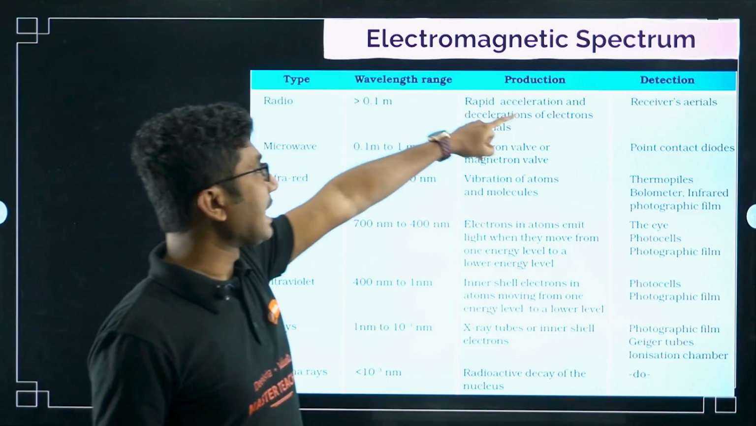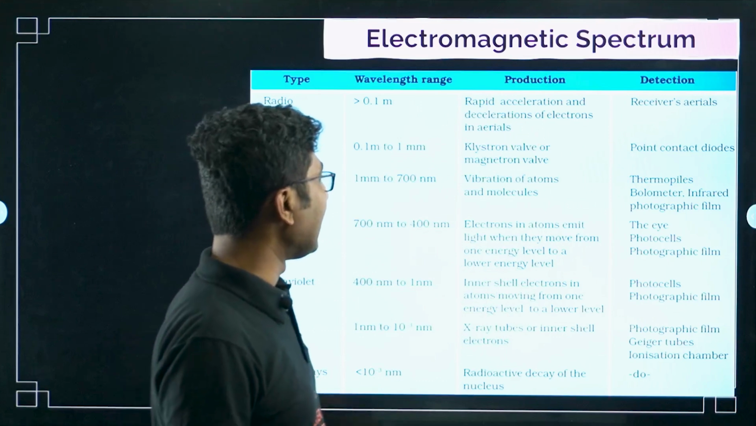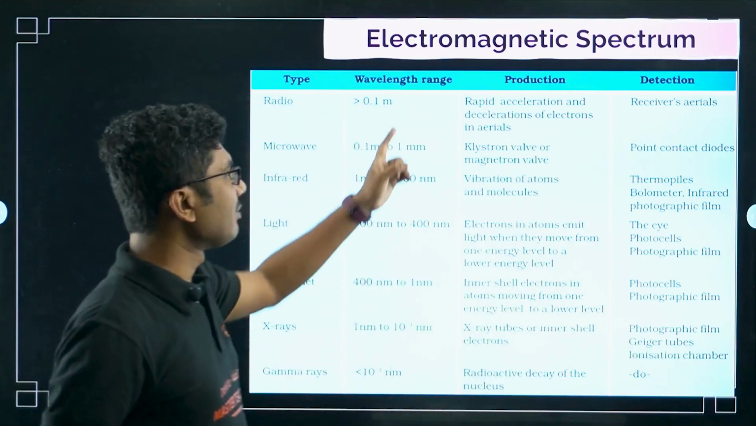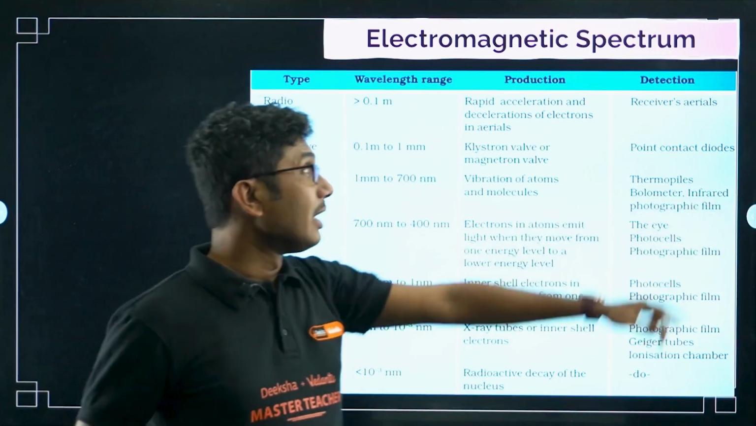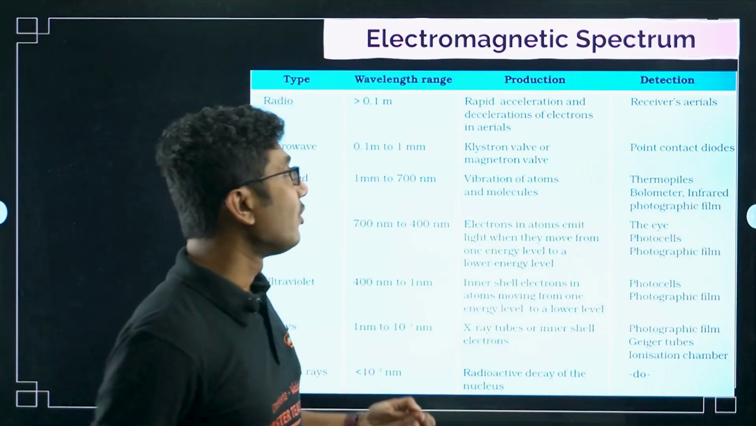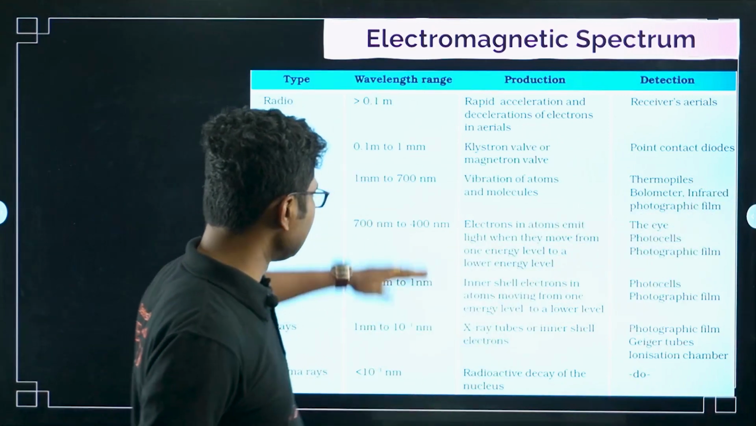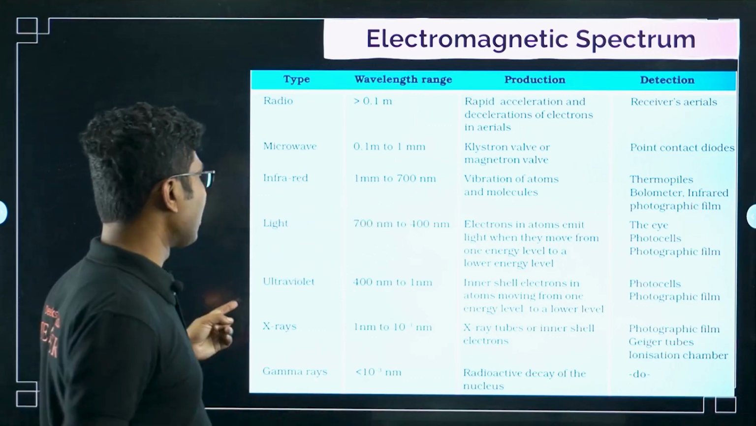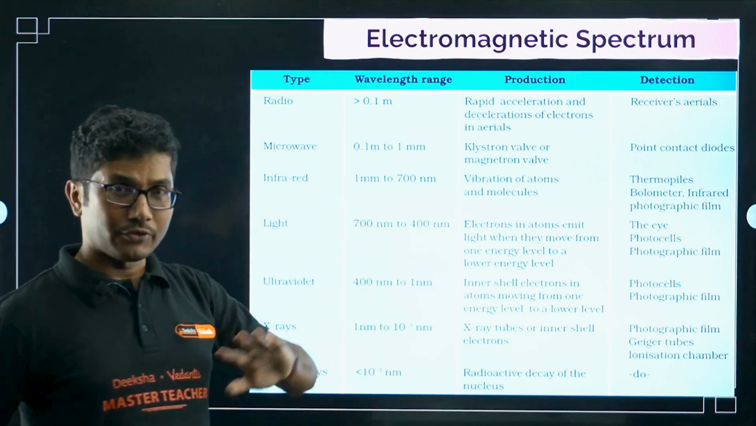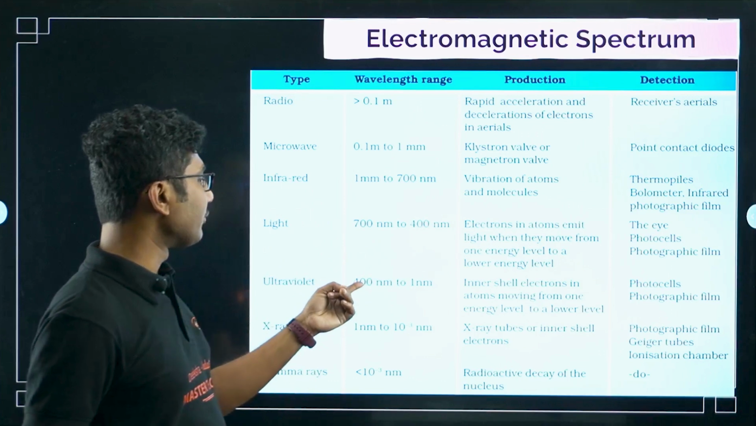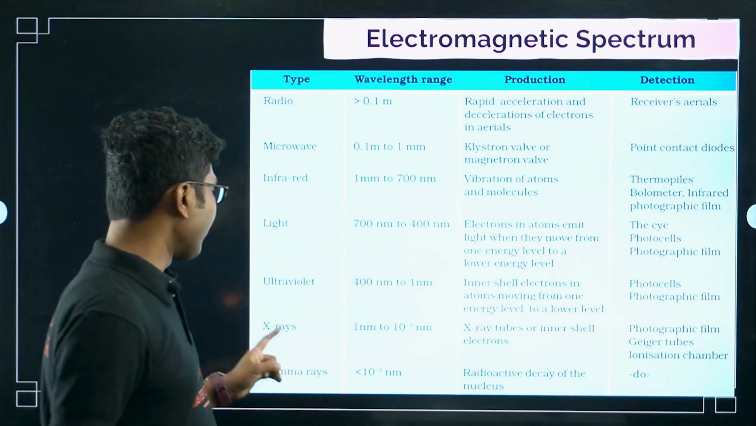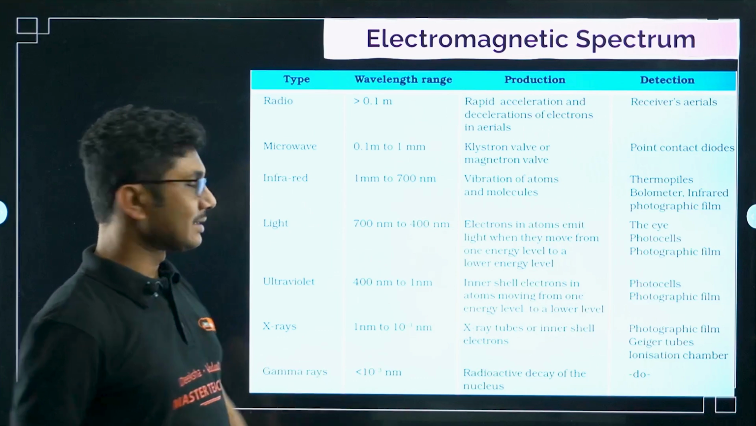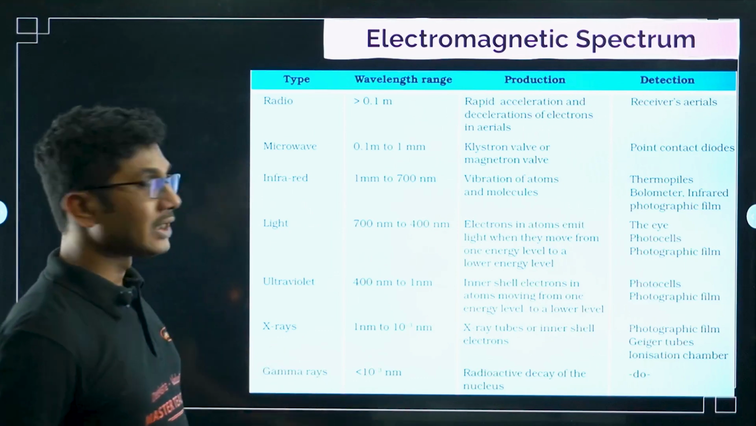Rapid acceleration and deceleration of electrons in aerials, receiver aerials. There are different production and detection methods given, but it is not super important. This is important, I felt. Infrared is 1 millimeter to 700 nanometer, light is 700 nanometer to 400 nanometer, ultraviolet is 400 nanometer to 1 nanometer, whereas X-ray is 1 nanometer to 10 to the power of minus 3 nanometer. Anything less than 10 to the power of minus 3 comes under gamma rays.